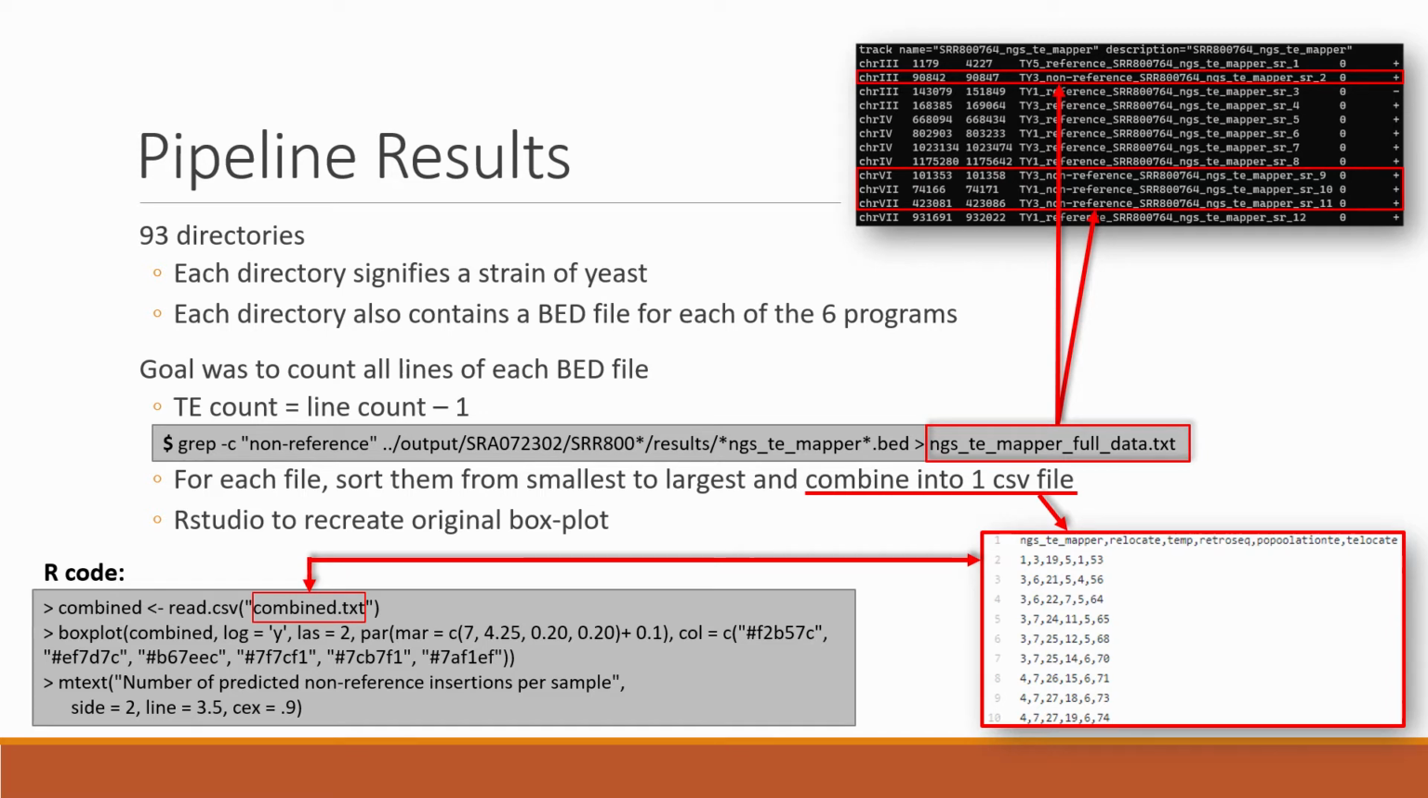To do this, I used this grep command shown on the slide, which iterated through all directories containing bed files, so for example ngsTEmapper, and counted all instances of the word non-reference and appended that value to a file specific for just that program, with each strain represented by a line count on its own separate line. I did this for each program, each with separate files. I then sorted each separate file so that the smallest number was on top and combined the sorted files together with the result of having a 6-column CSV file with the corresponding method name at the top, with line counts being transposable element insertion counts sorted below.